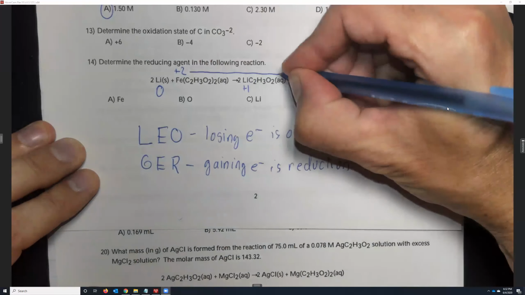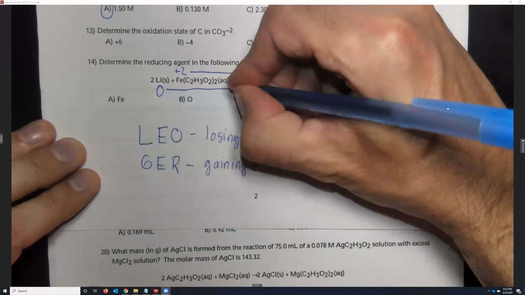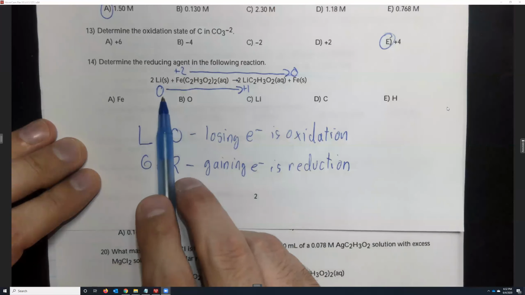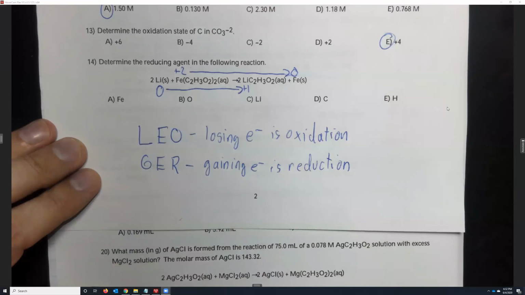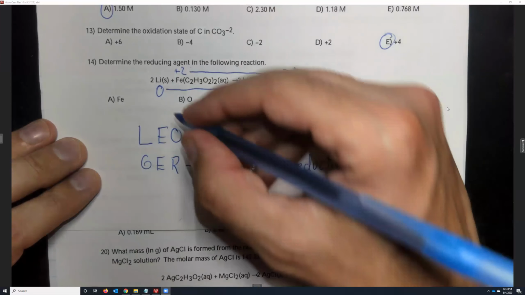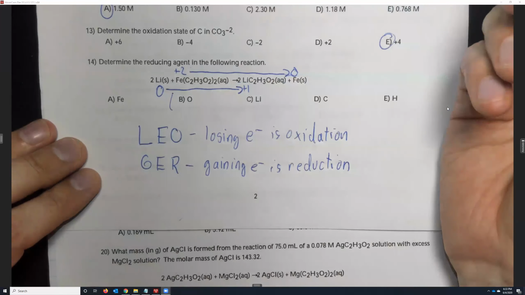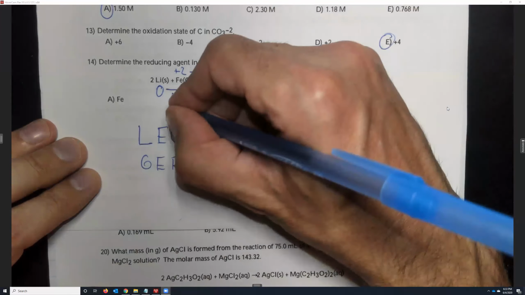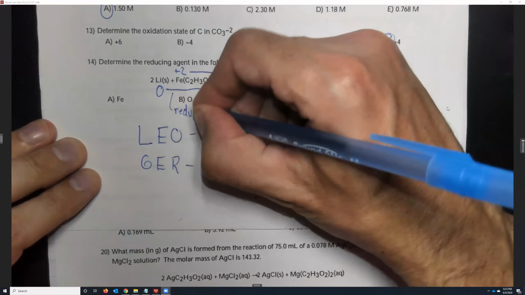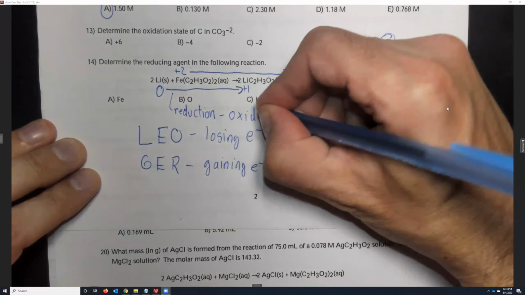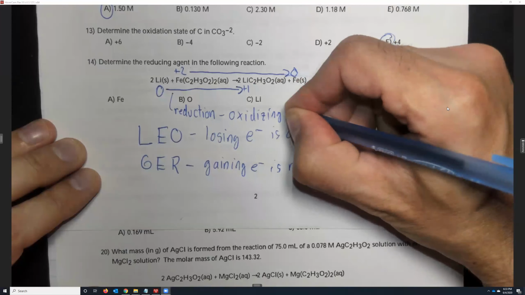So now what we need to do is figure out, is it oxidation or reduction? Well, if something goes from 0 to +1, did it gain electrons or lose electrons? It lost electrons, right? It became positive. It lost an electron in this case. So this is oxidation. Said another way, lithium is the reducing agent.